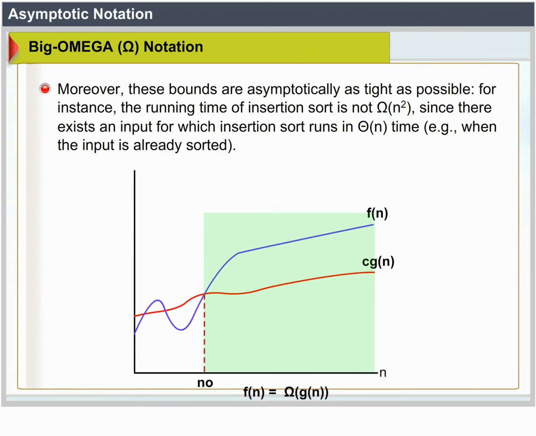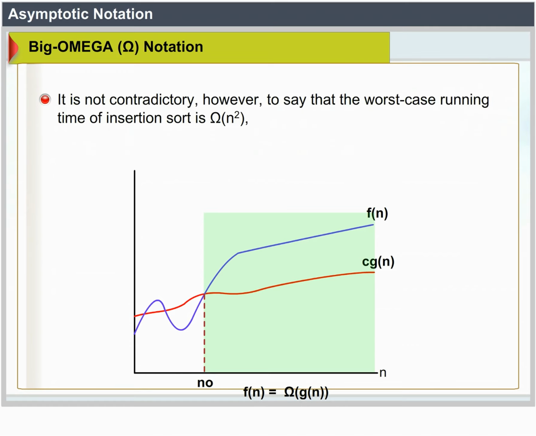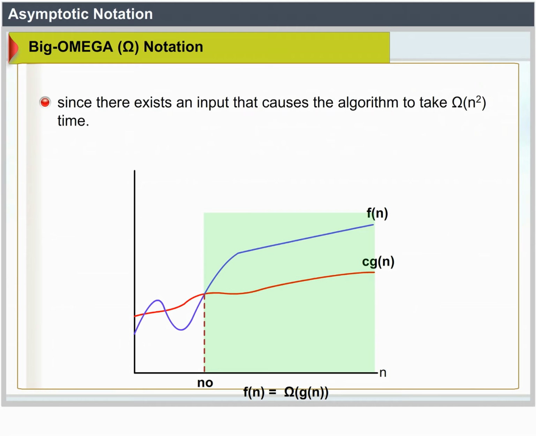For instance, the running time of insertion sort is not Ω(n²), since there exists an input for which insertion sort runs in Θ(n) time, for example, when the input is already sorted. It is not contradictory, however, to say that the worst case running time of insertion sort is Ω(n²), since there exists an input that causes the algorithm to take Ω(n²) time.